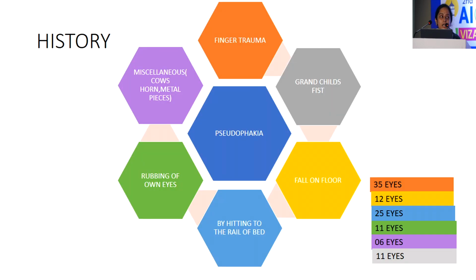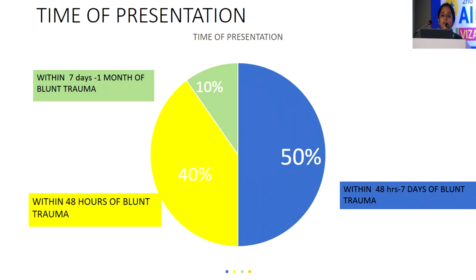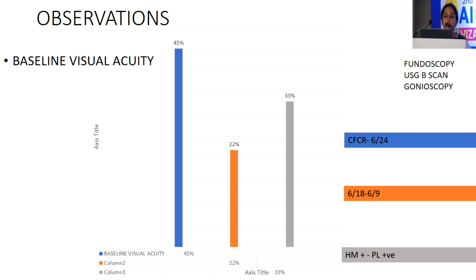When we took a detailed history, we found that most of the cases had multiple regions of blunt ocular trauma, and finger trauma was the most common cause, and the least common causes were being injured by a cow's horn or by metal pieces. When we noted the time of presentation, 50% of the patients presented within 48 hours to 7 days of blunt ocular trauma, whereas 40% presented within 48 hours, and the remaining 10% presented within 7 days to 1 month.